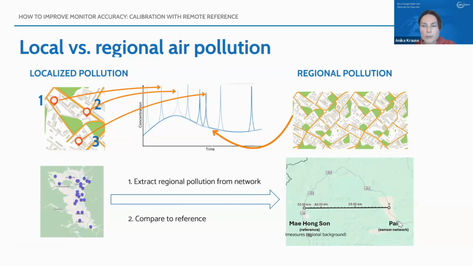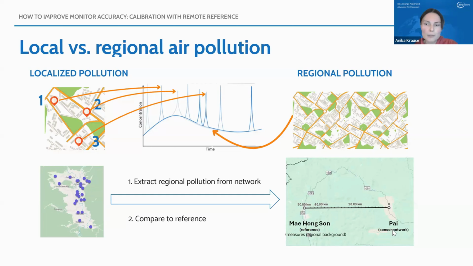And if we look in the region where Pi is situated, and we're trying to find the next public reference where you can basically download the data, that would be in Mae Hong Son. And that's about 50 kilometers away from Pi. So it's not so easy. I think there are also mountains in between. It's quite a ride there. It's not so easy to collocate your sensors with this reference, but this reference also just measures the regional background.